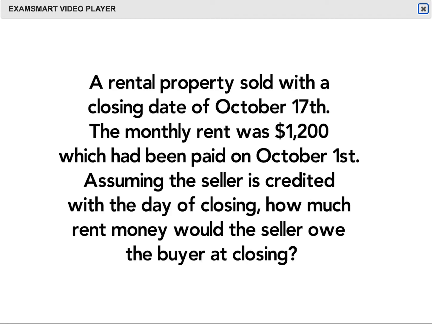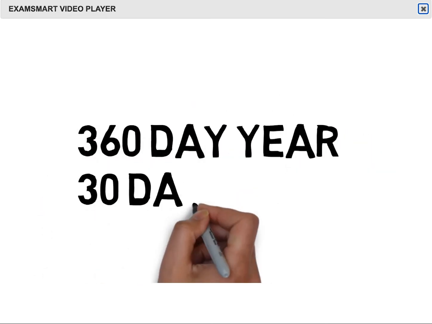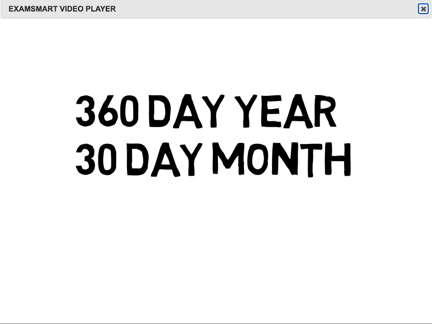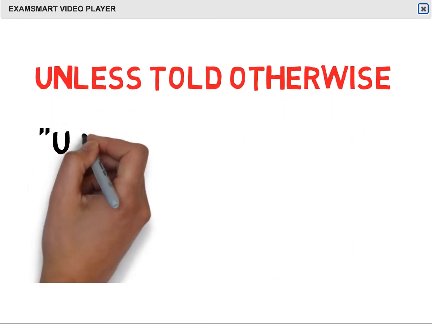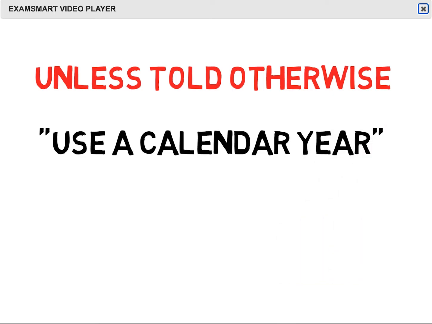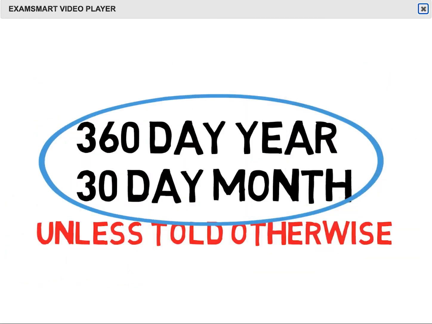On prorations on the examination, we will use a 360-day year or a 30-day month unless told otherwise. If they tell you in a problem to use a calendar year, then you would have to use the actual days in each month. But absent that, we will assume every month has 30 days.